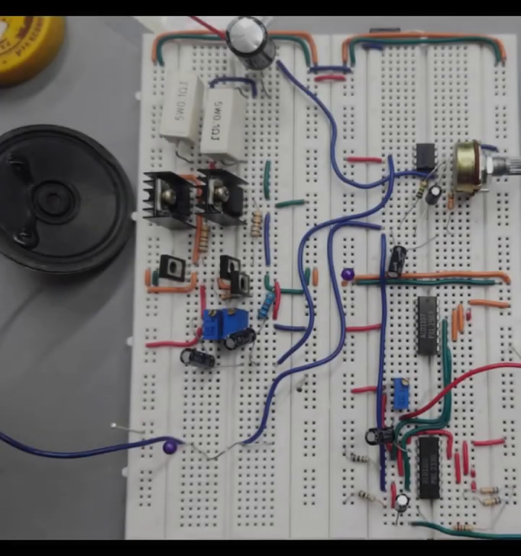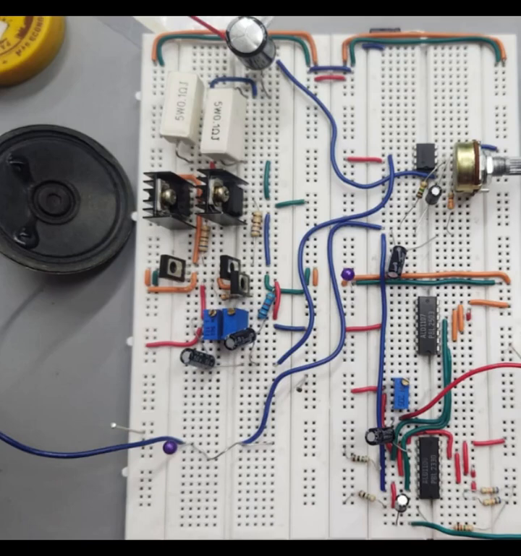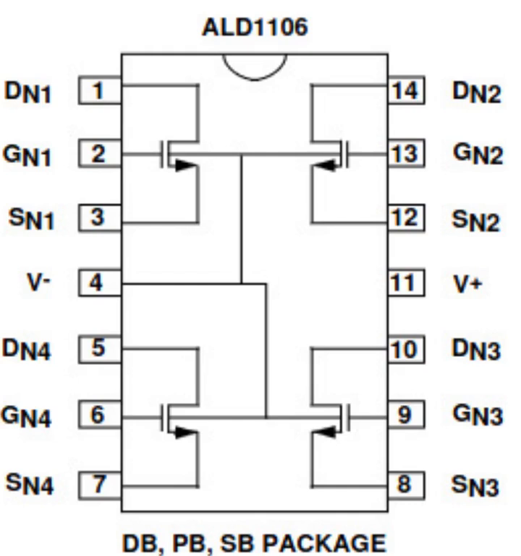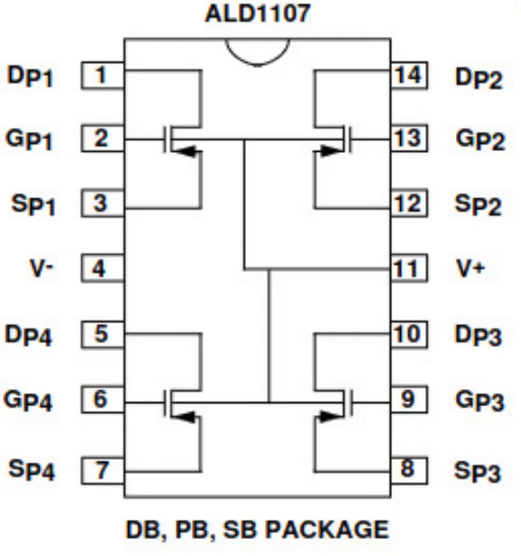The heart of this project is the MOSFET transistors. More specifically, I used the ALD1107 and ALD1106 integrated circuits. Each package contains 4 matched MOSFET transistors. The ALD1106 includes 4 N-channel MOSFETs, while the ALD1107 includes 4 P-channel MOSFETs.